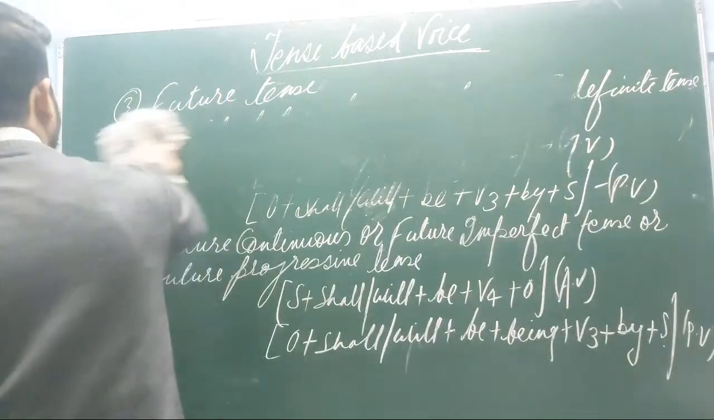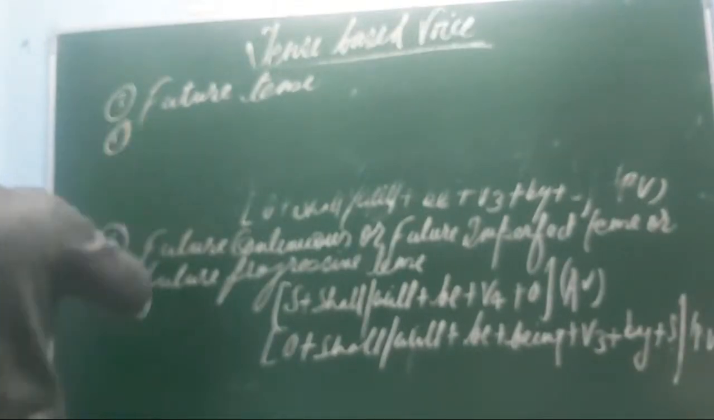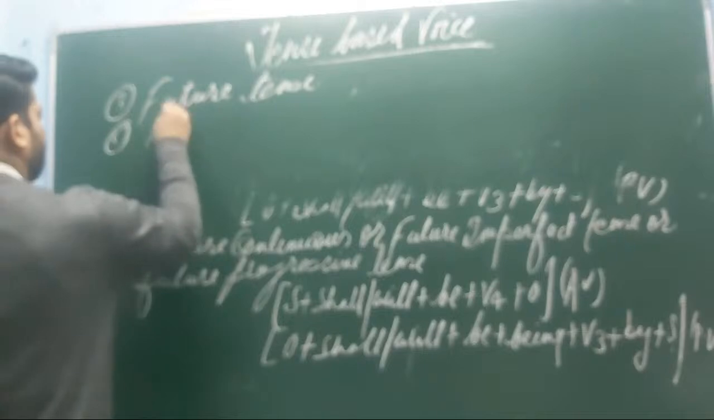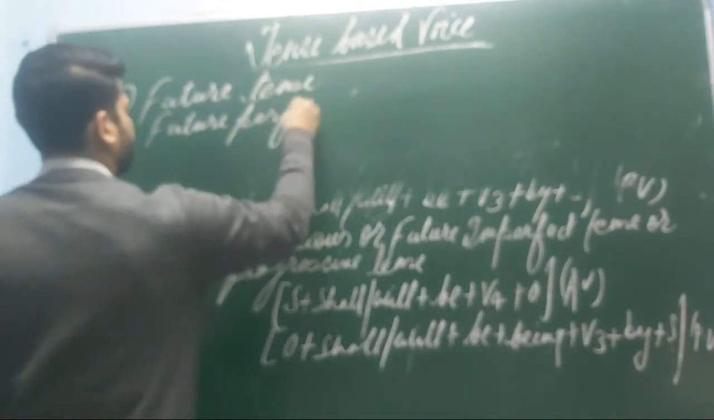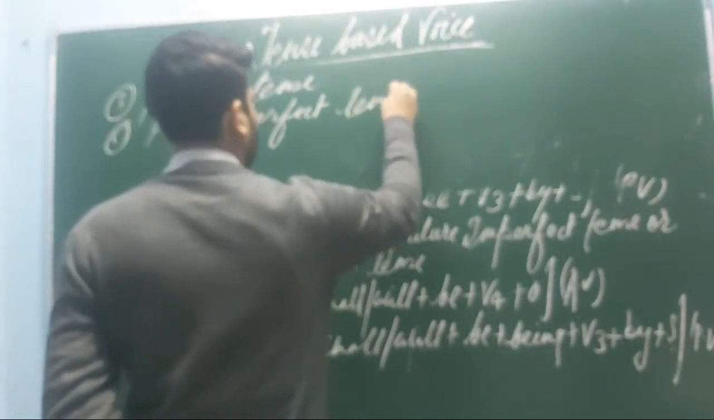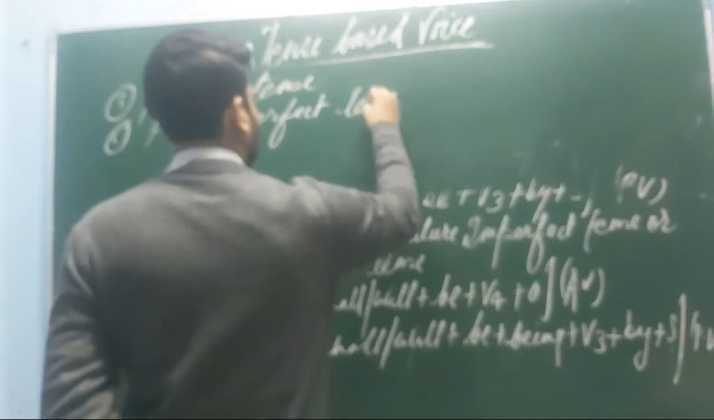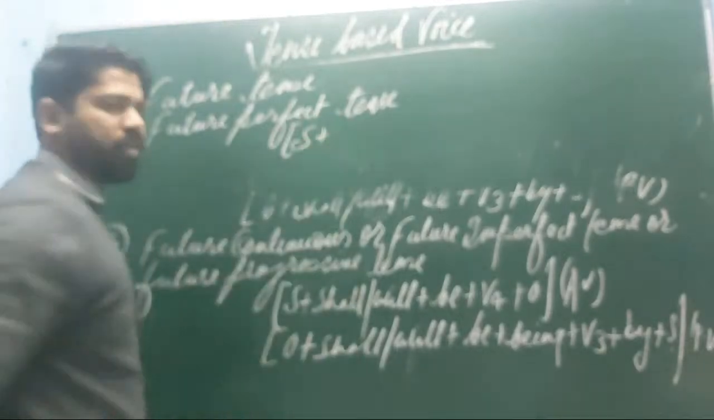Now coming to the third form of the future tense, it is known by the name of future perfect tense. What name is it known by? Future perfect tense. Now let's see the third form of the future tense, future perfect tense. What will be the basic structure for future perfect tense?